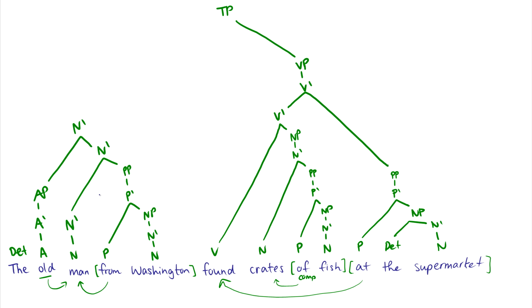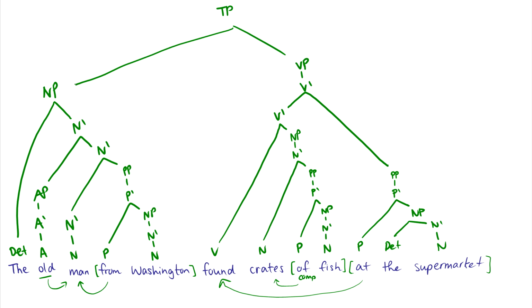The order does not matter so much. You could make a case for it, but constituency tests will group either together in either way. So whichever one you want to connect first, go for it. And then finally, the. The is a specifier, so this will connect as a daughter of a noun phrase and sister to an N bar. And this will connect all to a TP. So here is the tree for the old man from Washington found crates of fish at the supermarket.